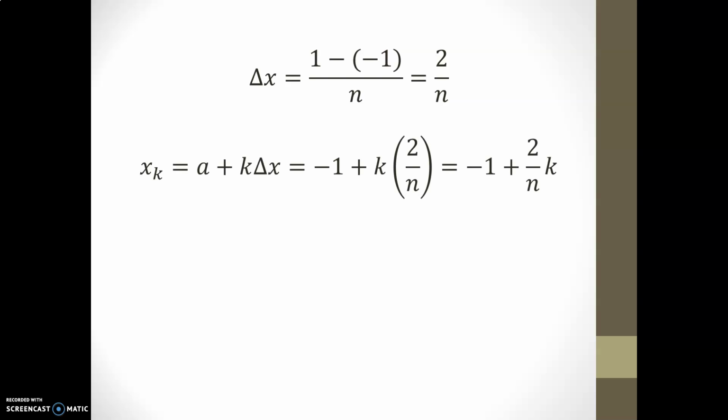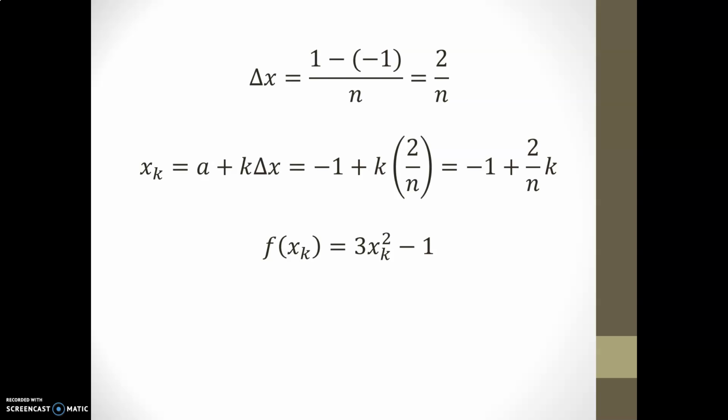According to our procedure, a plus k delta x represents the right-hand point of each subinterval, which are the points we'll be using to find the function's height, and hence the rectangle's heights as well. So a is -1 in this case, and adding k times delta x gives us xk values, -1 plus 2 over n times k.